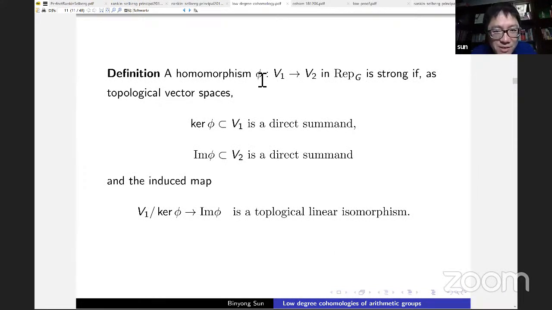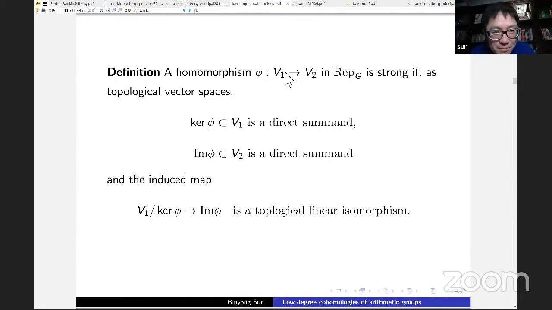Given a homomorphism phi from V1 to V2 in this category, a homomorphism of representations, we say this homomorphism is strong if its kernel is a direct summand as a topological vector space, and the image is also a direct summand. And the induced map from V1 modulo kernel to the image of phi is of course a linear isomorphism. We also require this to be a topological linear isomorphism, a homeomorphism. This is the definition of a strong morphism.